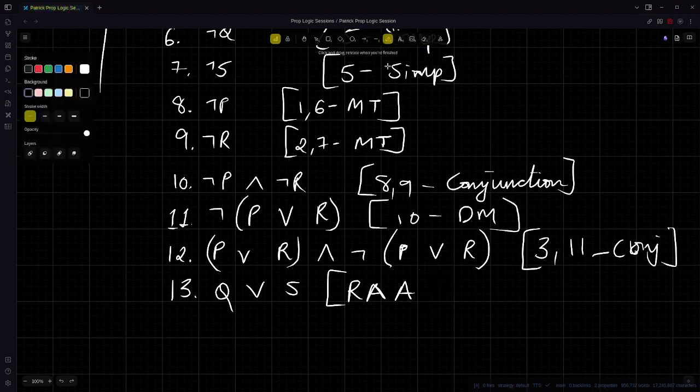So some people like to write RAA, some people like to write IP, indirect proof. No one will beat you up over that choice. It's up to you. But yeah, so we just write QED after this.